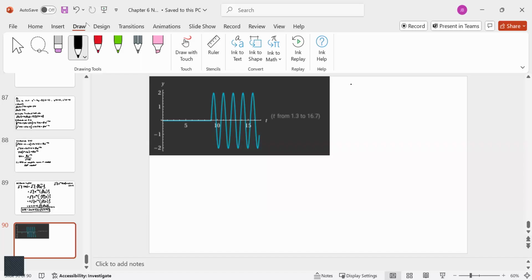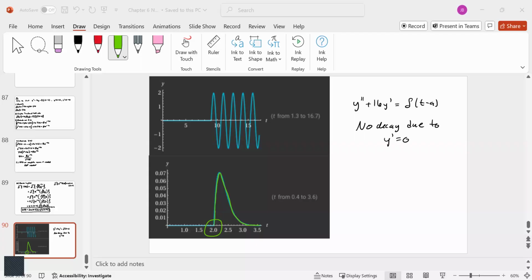So let's write that down. This is where we have something like y double prime plus 16y prime equal to delta t minus a. There is no decay due to y prime being equal to 0. So here's the picture where we add decay, essentially friction. So y double prime plus, in this case, 10y prime plus 29y equal to delta function t minus 2.